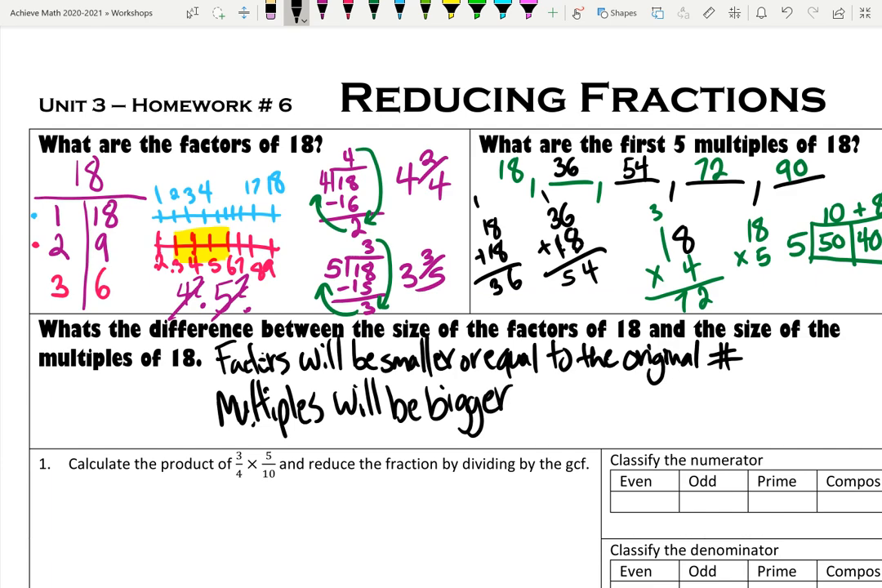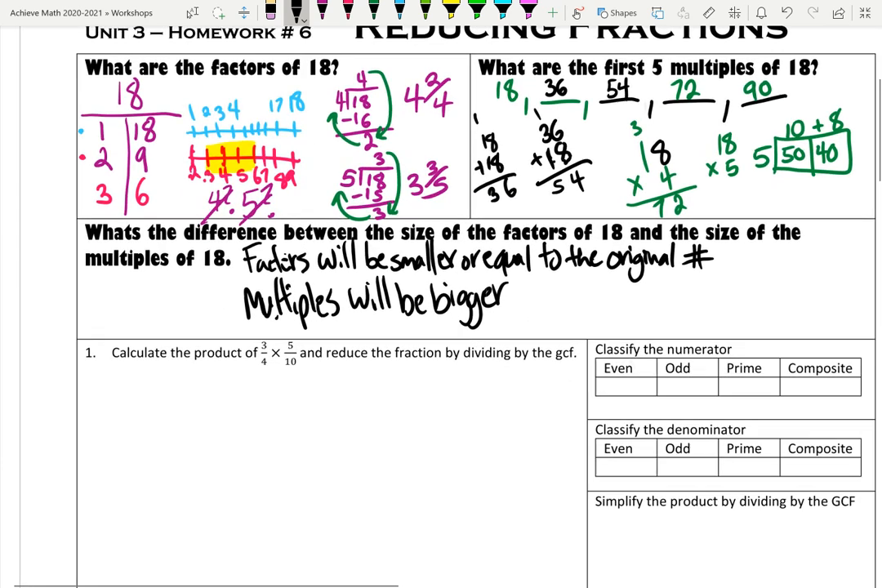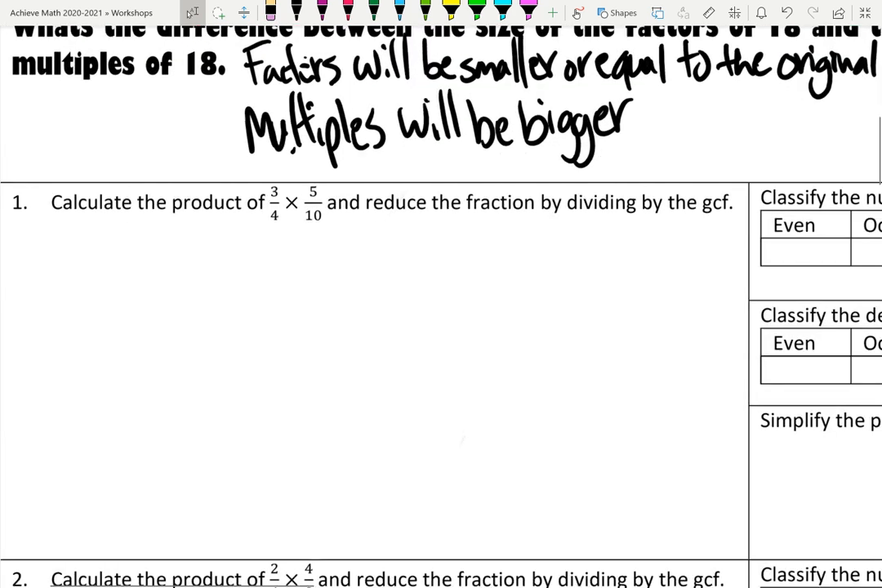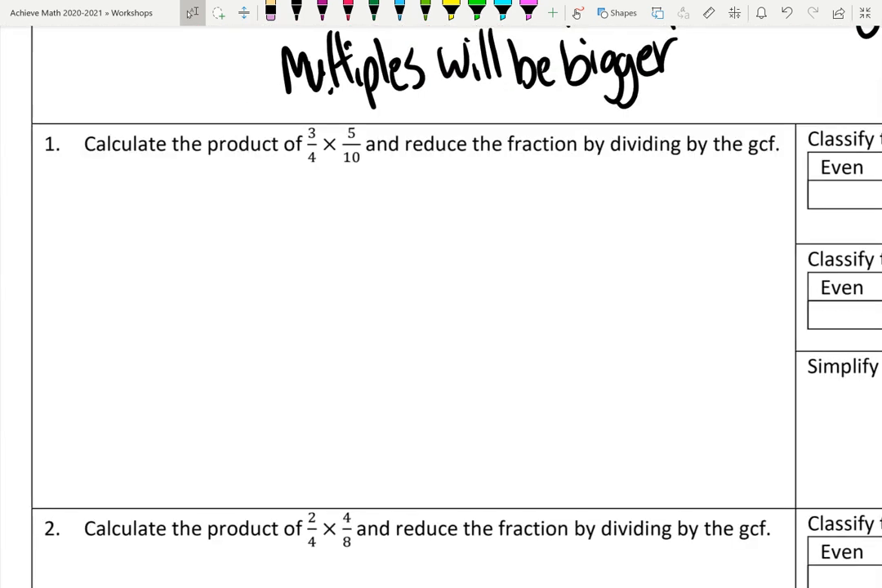So we're going to go ahead and review how to calculate the product of a fraction, and we're going to reduce it in one step by dividing by the GCF. So go ahead, multiply the numerators together. In this problem, 3 times 5 is going to be 15. 4 times 10 is going to be 40.